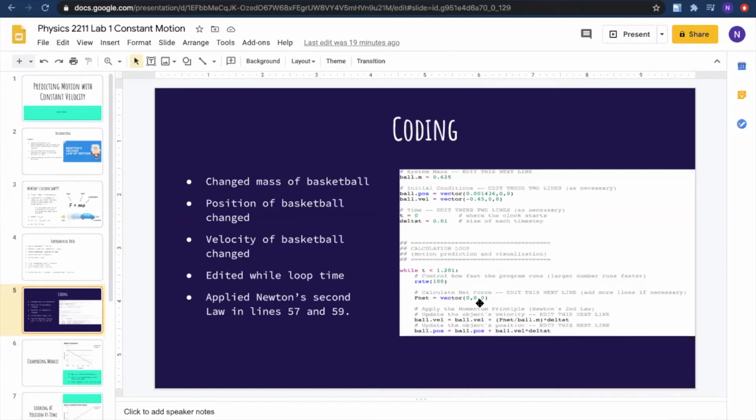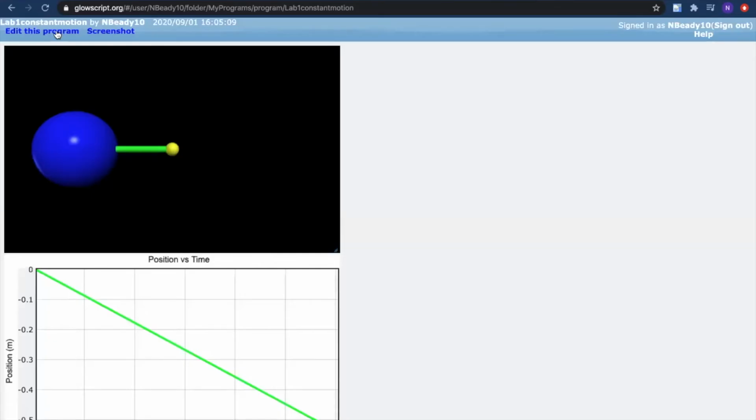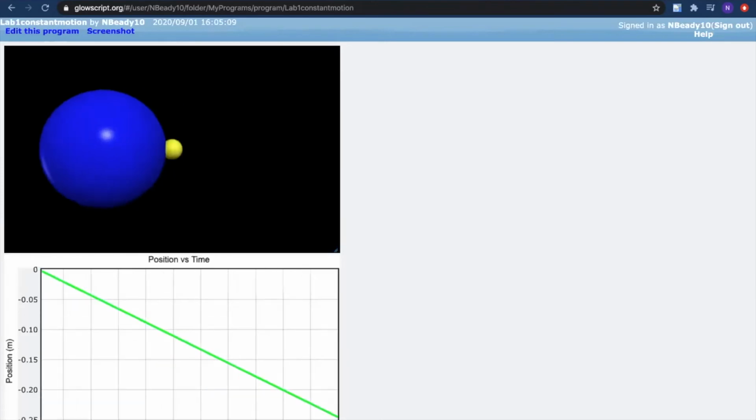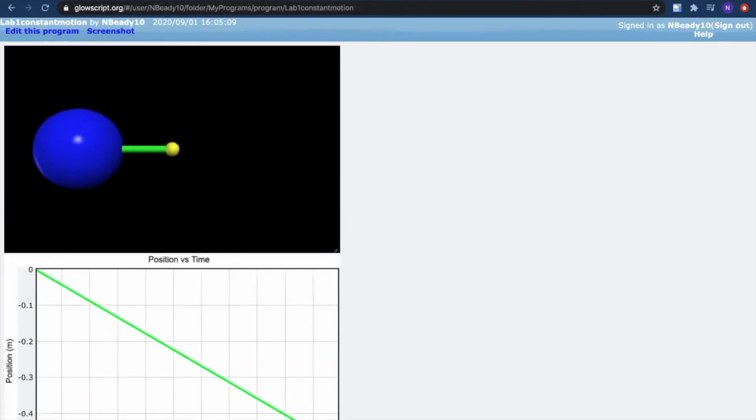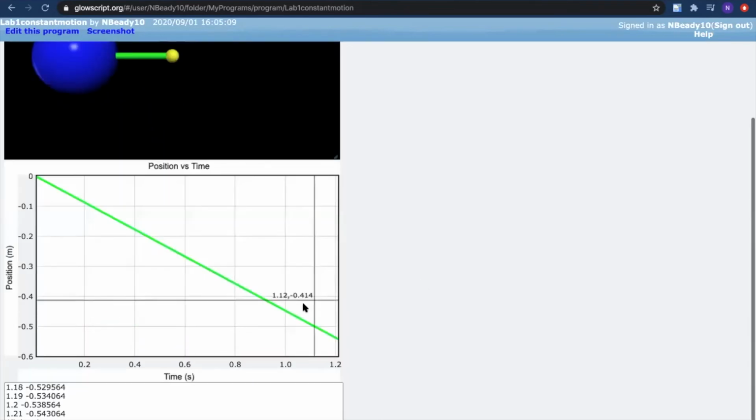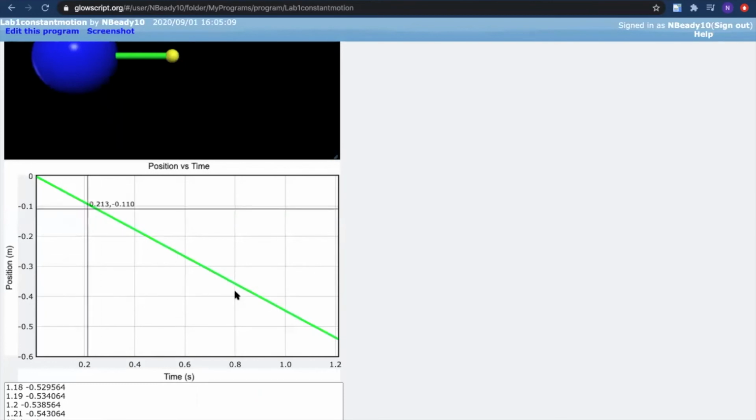However, probably one of the most important aspects of this code is in the while loop where it says force net equals vector 0, 0, 0. Here we are setting the net interactions and forces equal to zero. We are assuming that it will maintain a constant velocity. So when we go and run the program, we can see that the ball and the object is indeed moving in the negative x-axis direction. And here we have a graph that shows it's a linear trend.